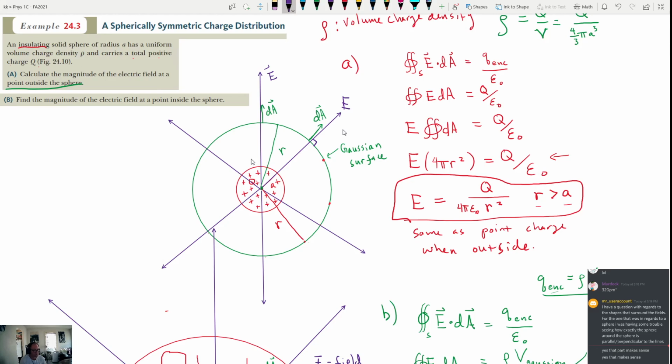Okay. Well, that's really all there is to it. In this particular case, all of the field lines are perpendicular to the surface at every single point. There's no parallel. Okay, does that help to clarify it for you?